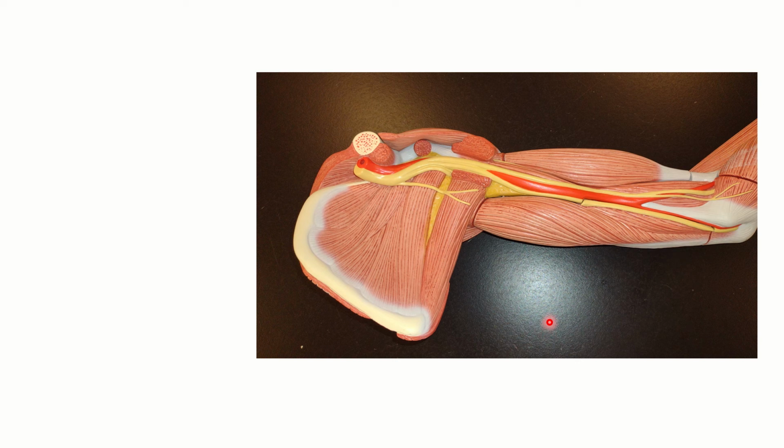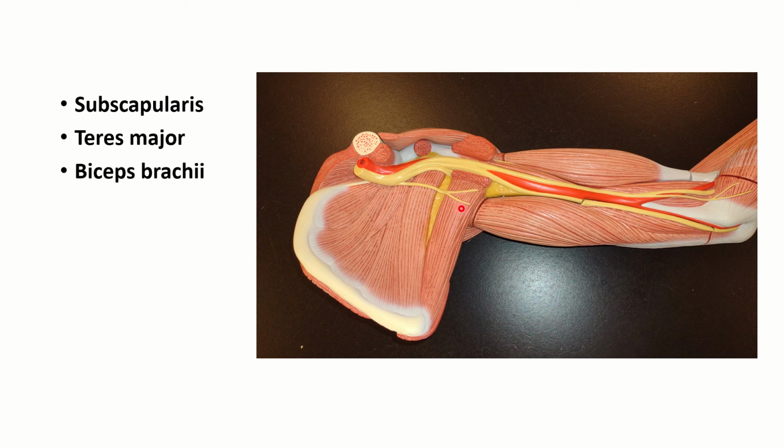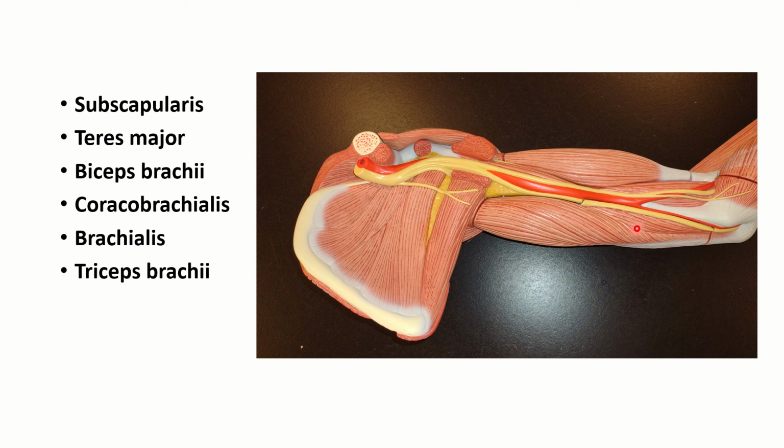Same muscles in a different model. So subscapularis muscle, teres major, biceps brachii, coracobrachialis, which is difficult to see here, brachialis, and the triceps brachii.